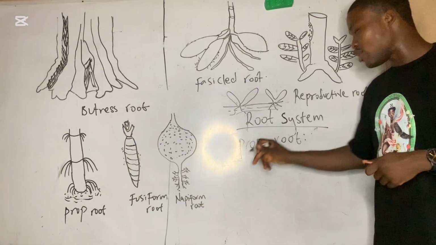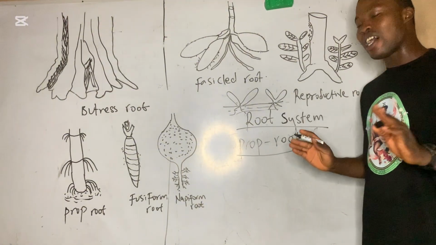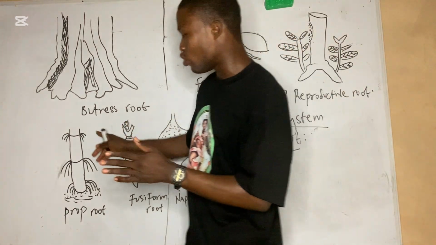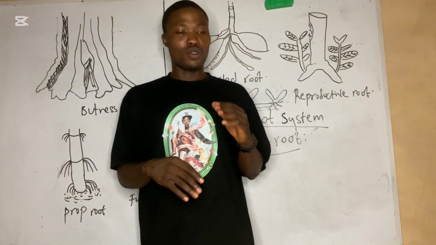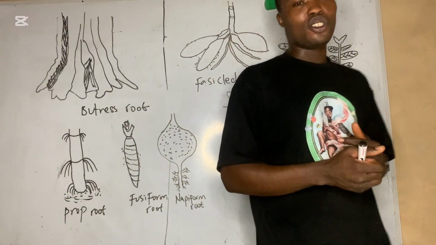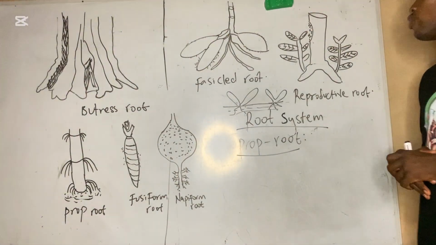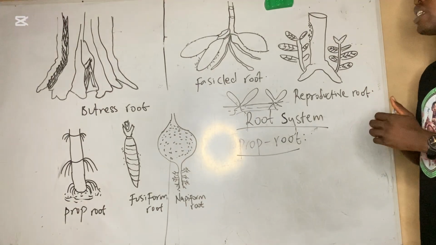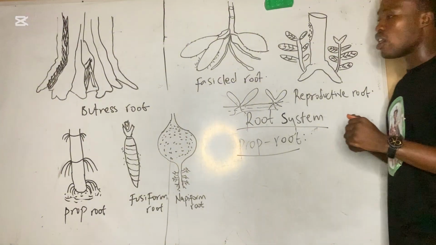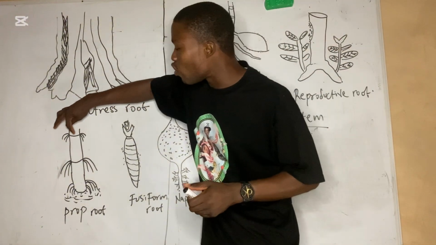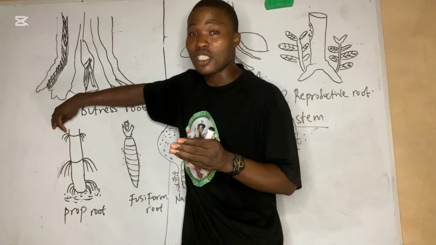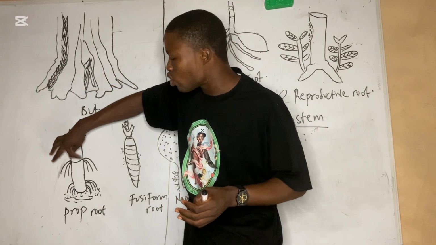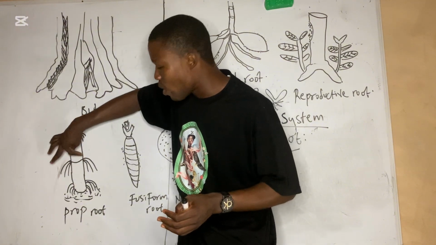What's the prop root? First, it should be noted that prop roots are adventitious roots. They don't come from true roots, so they are adventitious roots. Since a prop root is adventitious, what is a prop root? A prop root is an adventitious root that usually grows from the stem or the leaves. They either grow from the lower nodes of the stem, like the lower part of the maize plant.